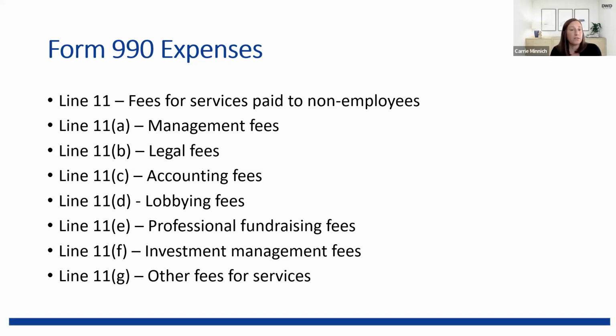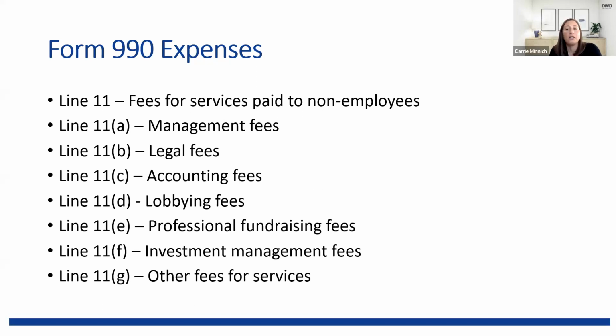The next line, line 11, has to do with fees. So these are basically your professional fees that you're paying to independent contractors, not employees. So a lot of times if you have to issue 1099s, that's where these amounts are going to come from.